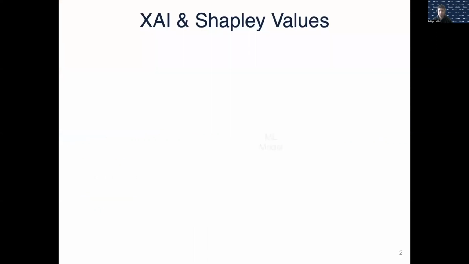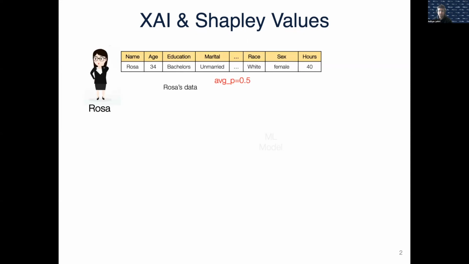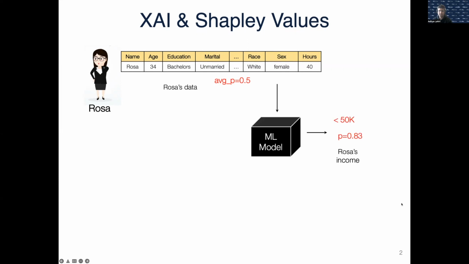There has been considerable progress made in XAI for models trained on tabular datasets. Shapley values have emerged as one of the most popular and principal methods to assign feature attributions as a way to explain a model's decision making. Let us consider an example. Rosa is a customer of a bank that employs ML models as part of its decision-making process to grant loans to its customers. Here, the model predicts if an individual would earn less than 50K per year depending on their attributes. We note that the average probability of this decision is 0.5. We see that the black box model states that Rosa has a probability of 0.83 of making less than 50K.